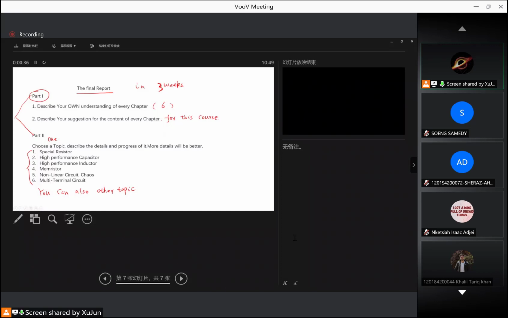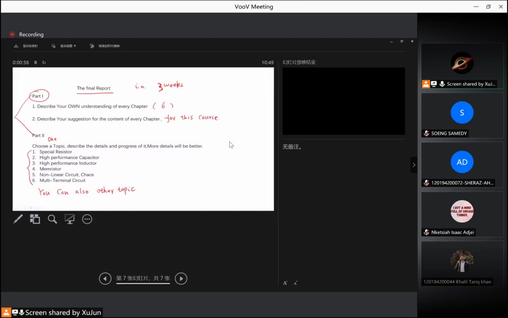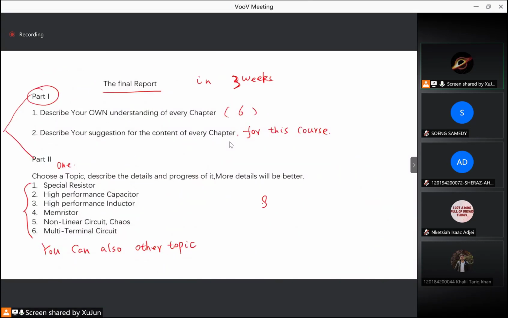Do you understand? This report is for the total course, so I think it should contain maybe 8 to 10 pages at least. And for part 1, I think it should contain 2 to 3 pages, 2 to 4 pages.